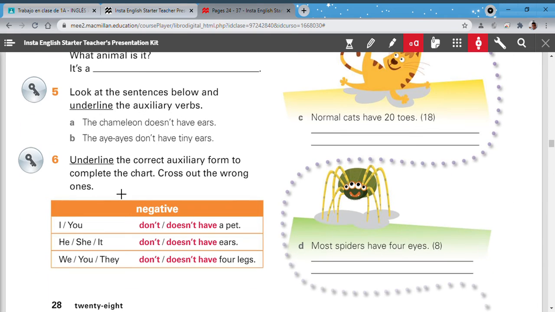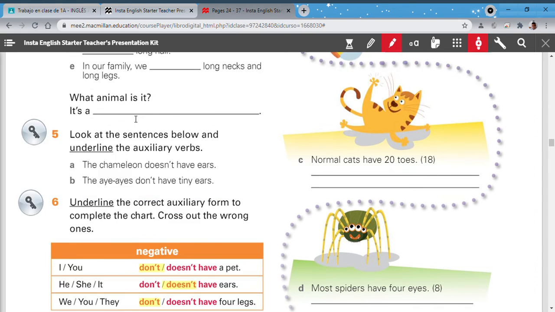Now we're going to see the negative form. Look at the sentences below and underline the auxiliary verb. In this case, we have two auxiliaries. You can say don't or doesn't. In the case of I and you, say I don't or you don't. For he, she, and it, you say doesn't. For we, you, and they, don't.